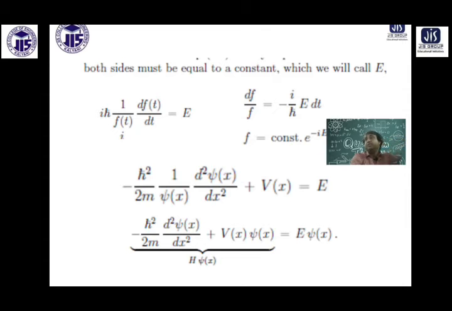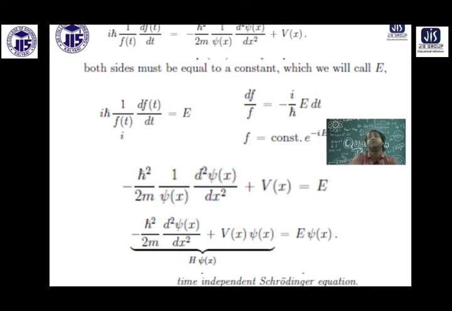Now, in examination, it's a very important question. Write down the time dependent equation of Schrodinger and convert this into time independent form. It's a very popular question, and you can do it now also. Will you do it now? Then I can show you how it is done.